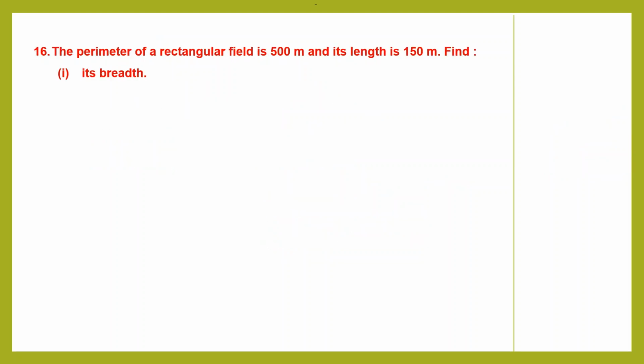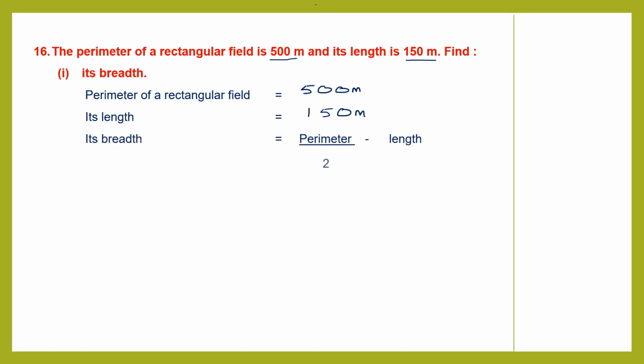Question 16. The perimeter of a rectangular field is given to us and its length is given to us. We have to find its breadth. So the perimeter of the field is 500 meters. Its length is 150 meters. Now we have to find its breadth using the formula perimeter by 2 minus length. So perimeter is 500 meters, dividing it by 2 and then we minus length which is 150 meters.